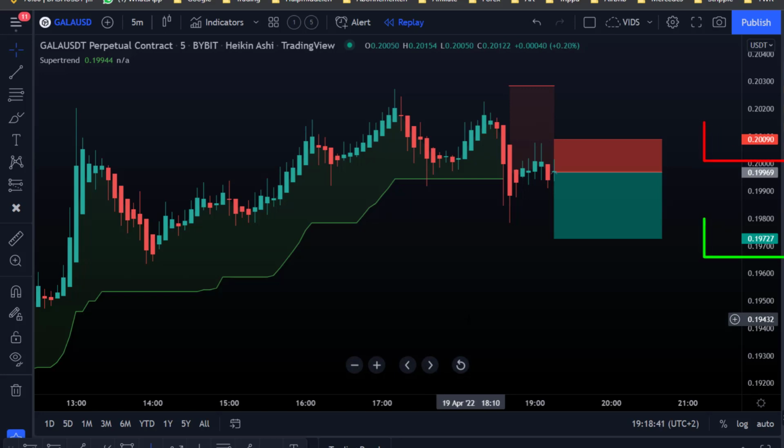On the right hand side of TradingView I see the exact prices of the stop loss and the take profit target. In a moment I'm going to fill these in on Bybit. The stop loss is at $0.20090 and the take profit price is at $0.19727. Now I'm going to go to Bybit on my other screen.